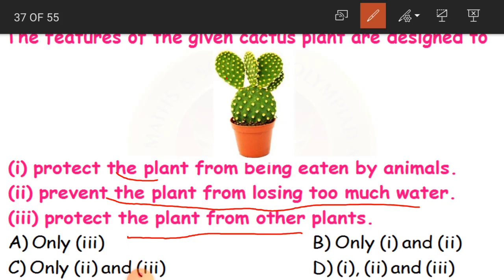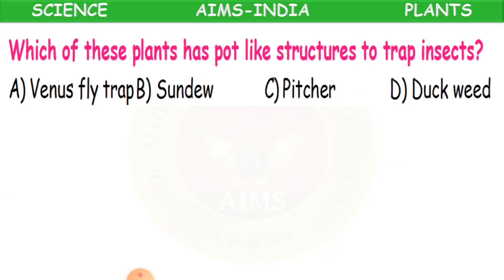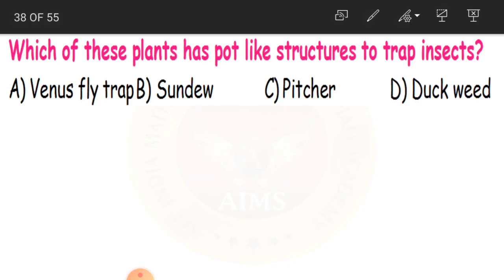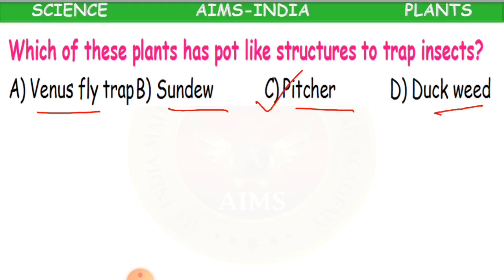And the options are to protect the plant from being eaten by the animal and to prevent the plant from losing too much of water. That is 1 and 2. So B is the correct answer. Clear, children? Now we'll move on to the next question. Which of these plants has pot-like structures to trap insects? Whether Venus flytrap, sundew, pitcher or duckweed. And the answer is the C option, that is pitcher.